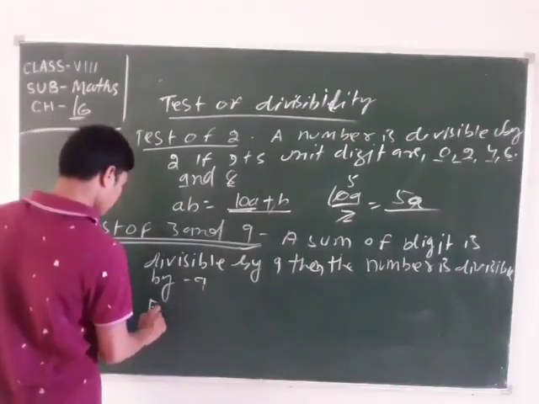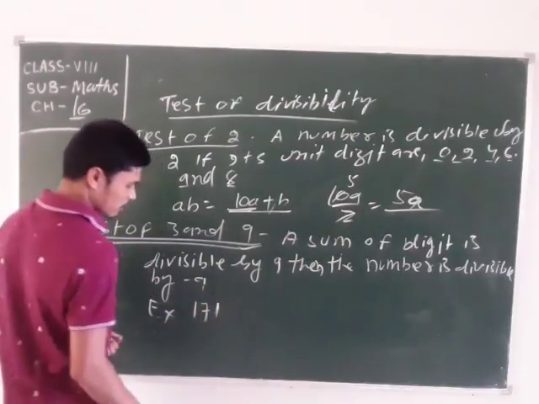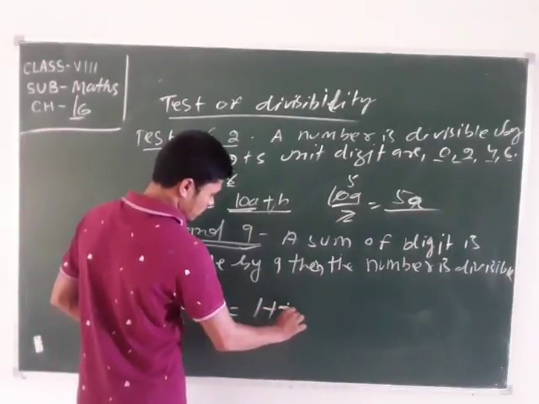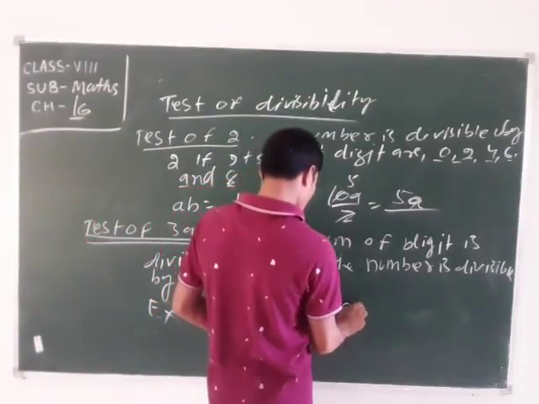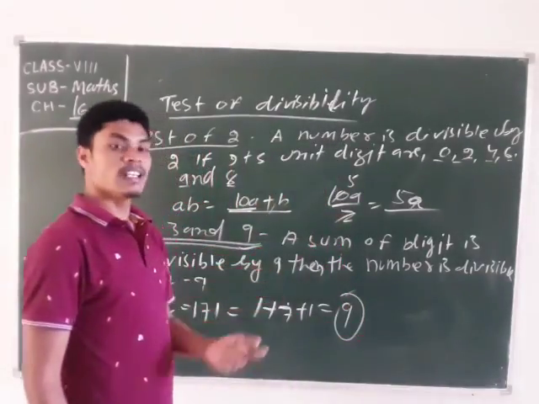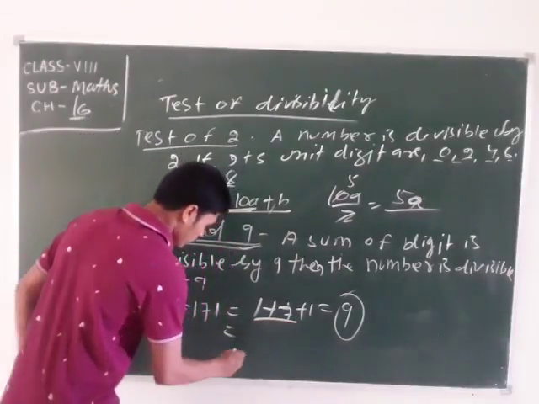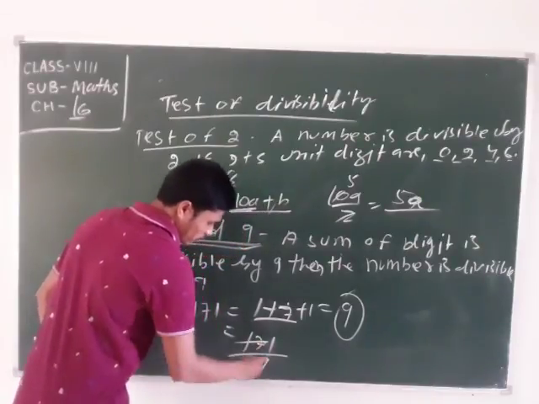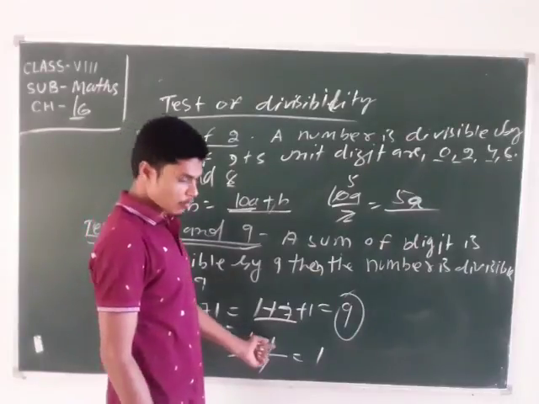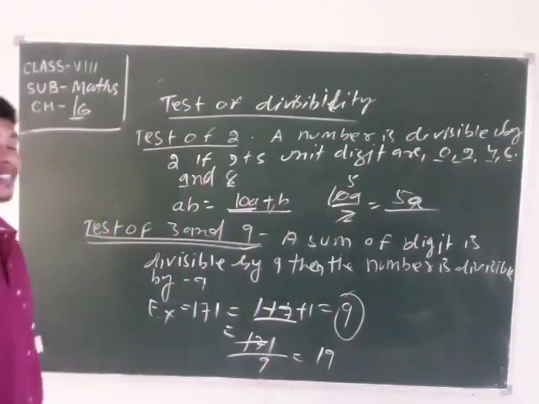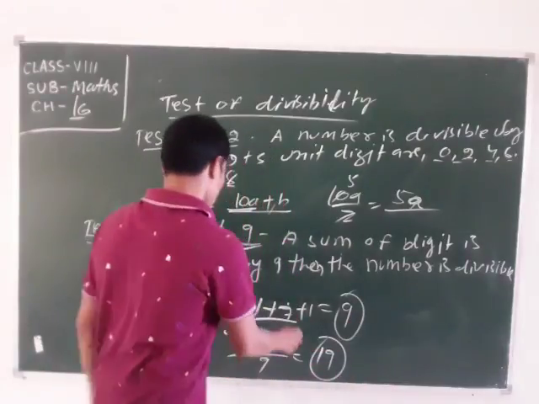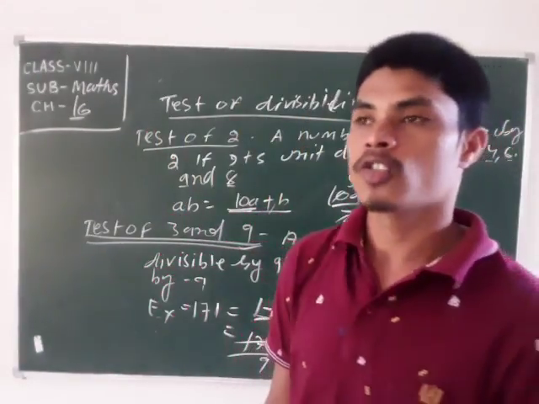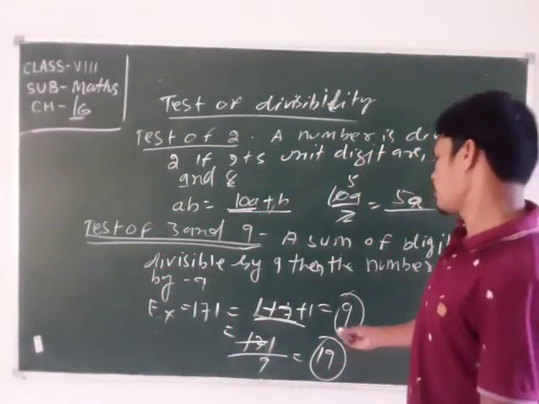Example: 171. The sum of the digits is 1 plus 7 plus 1 equals 9. And 9 is divisible by 9, so the number is divisible by 9. To check, 171 divided by 9 gives the quotient 19, so the whole number is divisible by 9. A number is divisible by 9 if the sum of all its digits is divisible by 9.